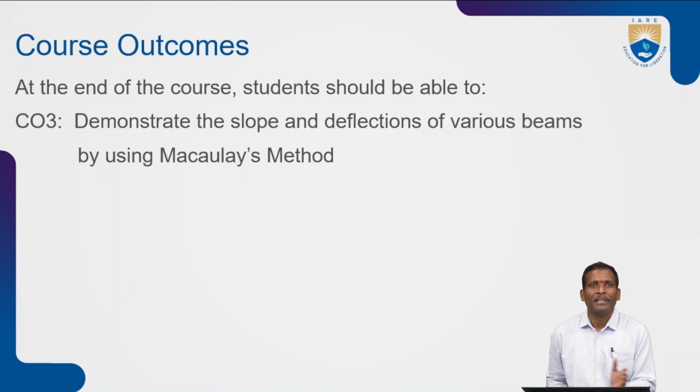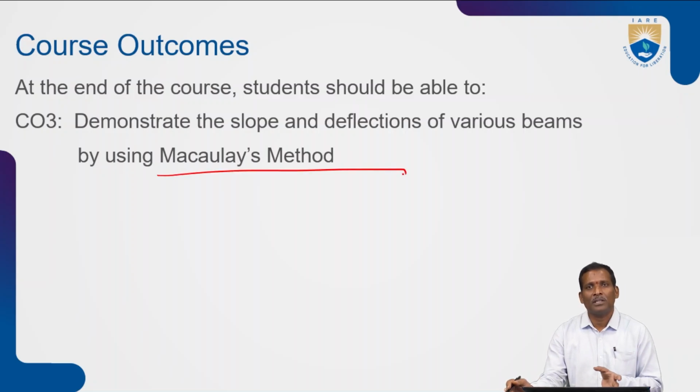Before going to the main topic, we should know the course outcome. The student should be able to demonstrate the slope and deflection of various beams by using Macaulay's method. They can demonstrate the slope and deflection of various beams by using normal methods and empirical relations, but particularly they have to use Macaulay's method. We have already discussed it in the theory part, so whatever equations you learned, apply them to these problems.